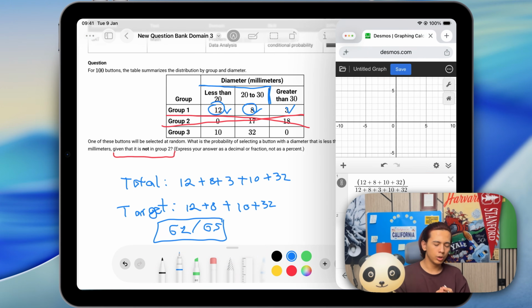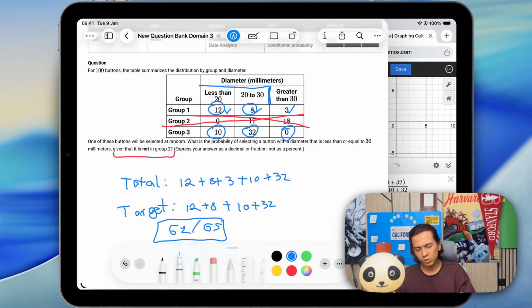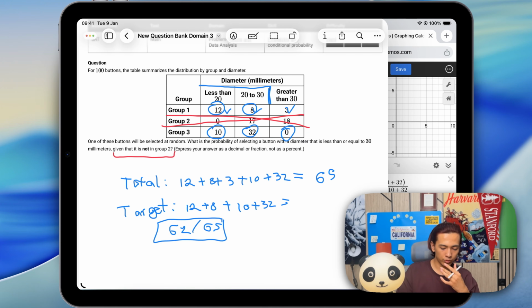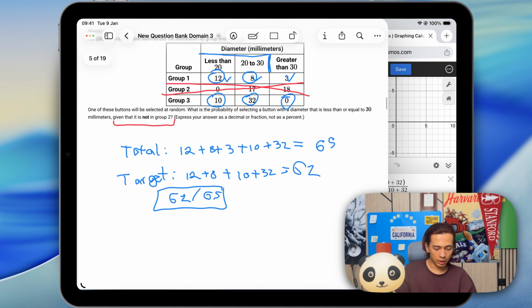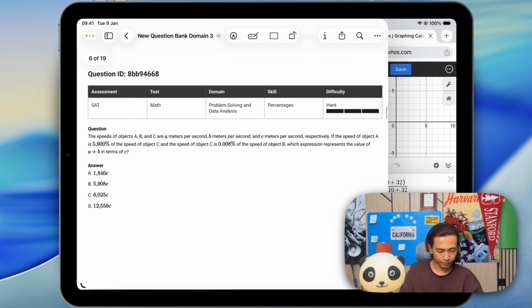So what did I do? I just disregarded group 2, so it's 12 plus 8 plus 3 plus 10 plus 32 plus 0. It comes down to 65 there. And the target is now less than or equal to 30, so 12 plus 8 plus 10 plus 32. That's it. So it's 62 over 65. Done. Moving on to the next question.